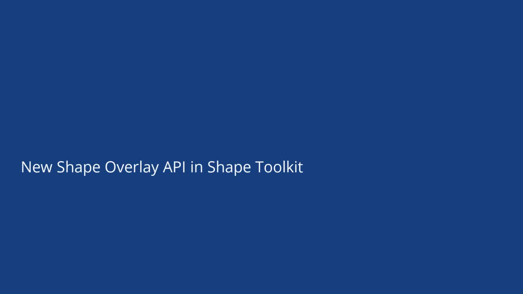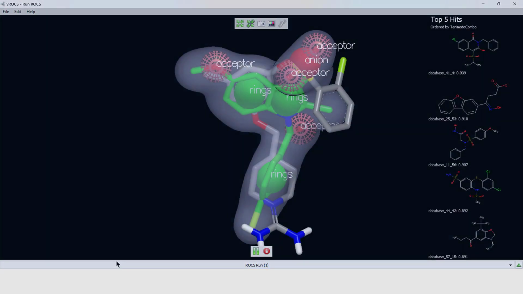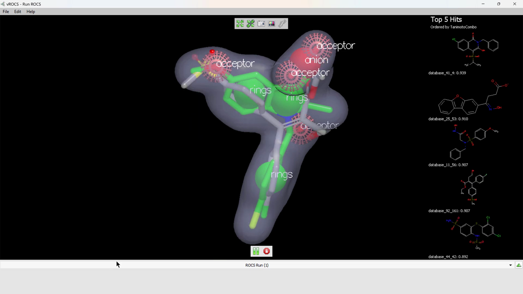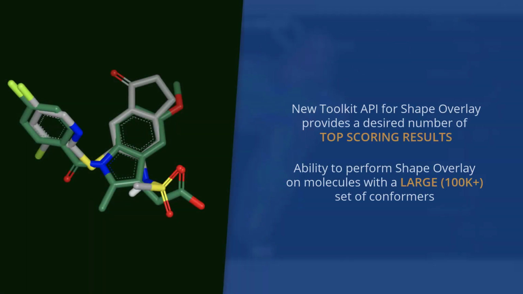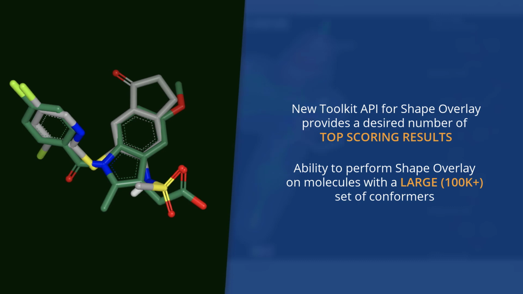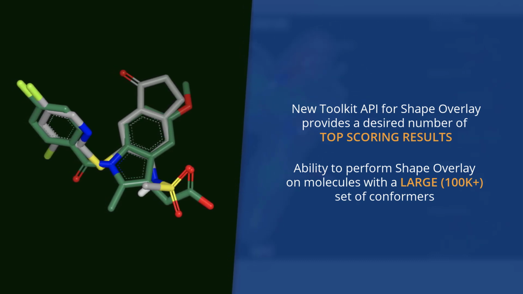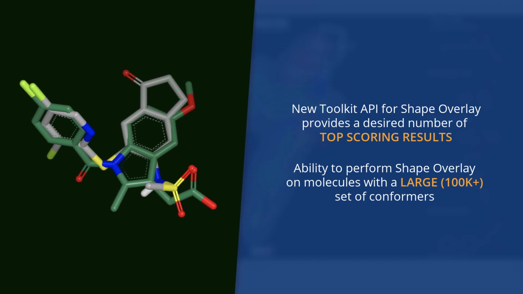Now, in our Shape toolkit, we've added a new API to OEOverlay that returns a specified number of top-scoring overlay results instead of returning all the results of optimization. The new API expands the ability of Shape overlay to be performed on molecules with a large number of conformers of any size without limit and without stretching the memory limits of a machine.